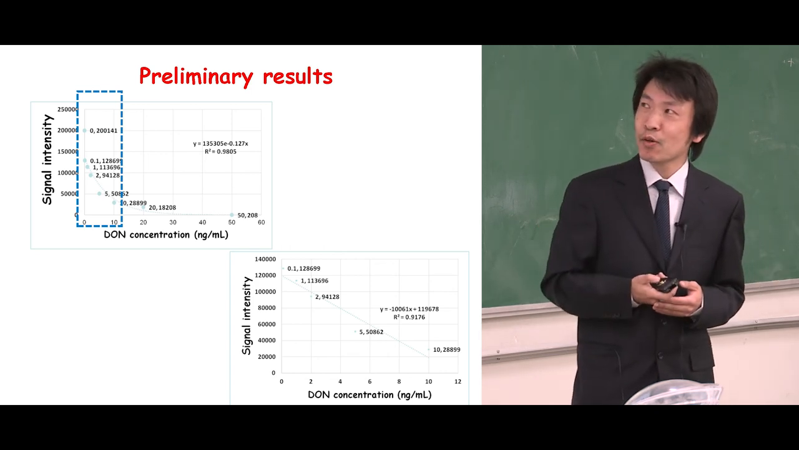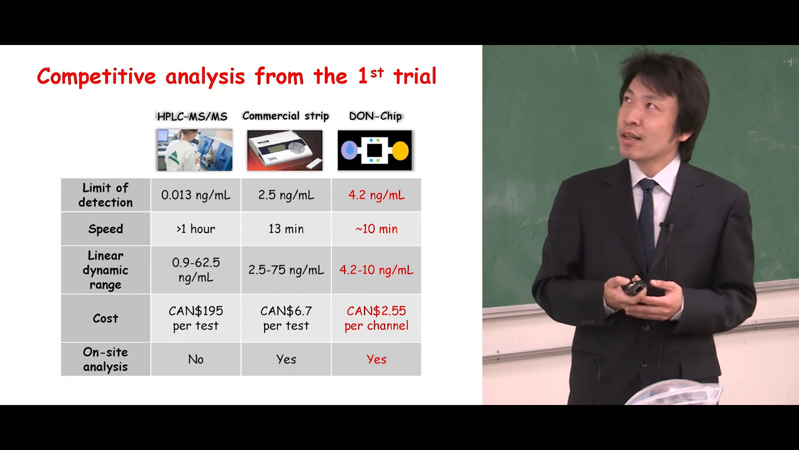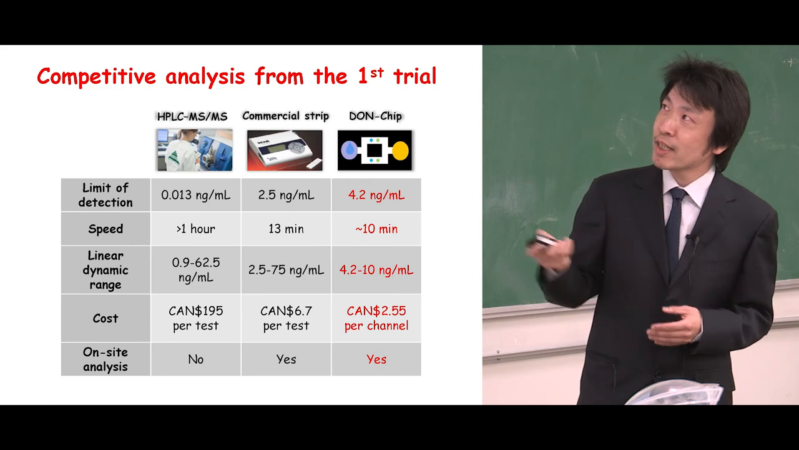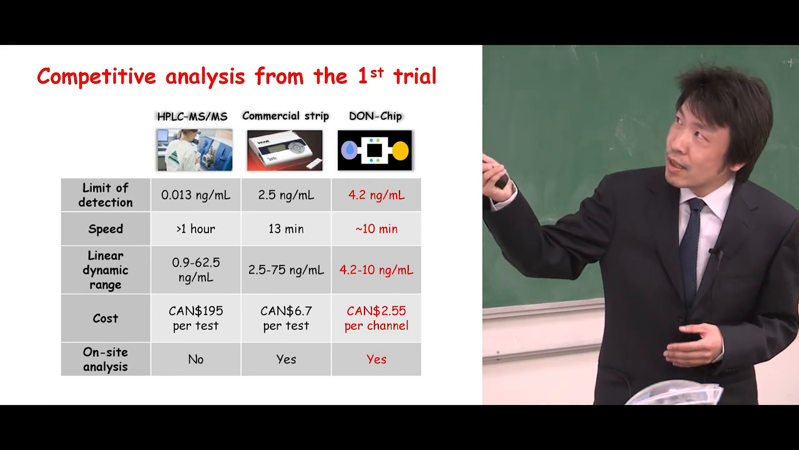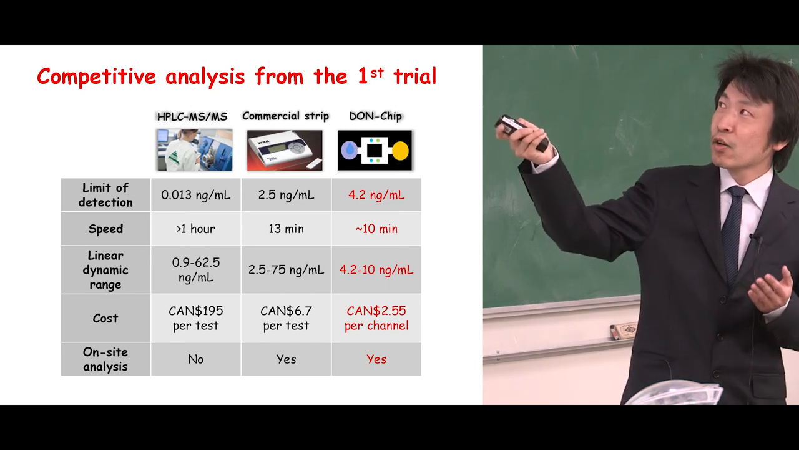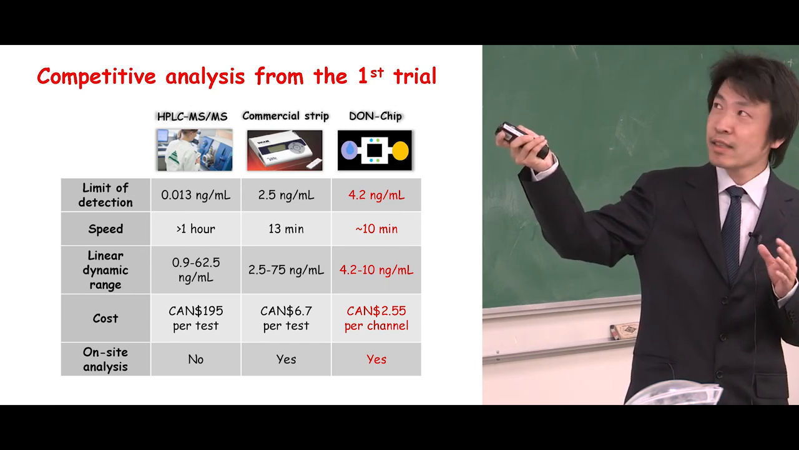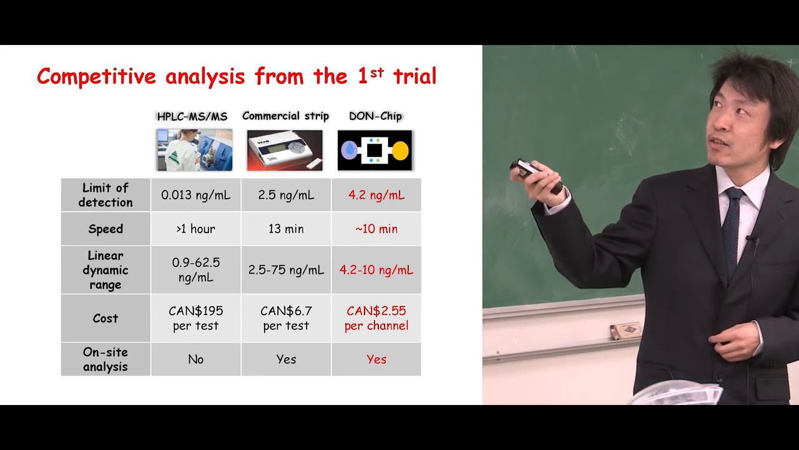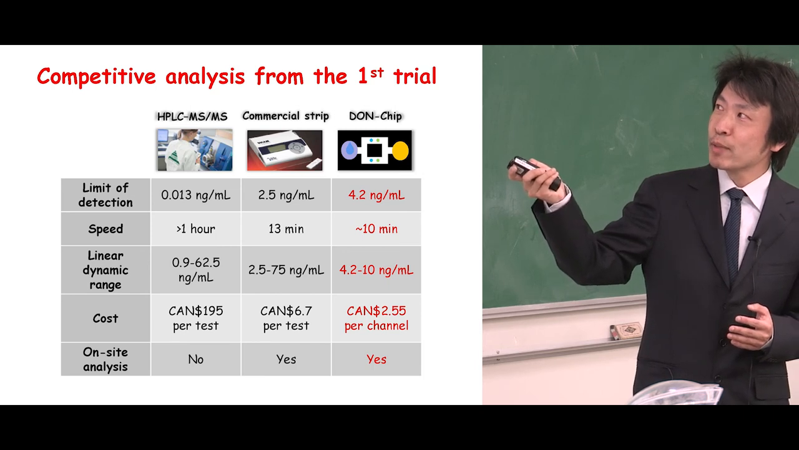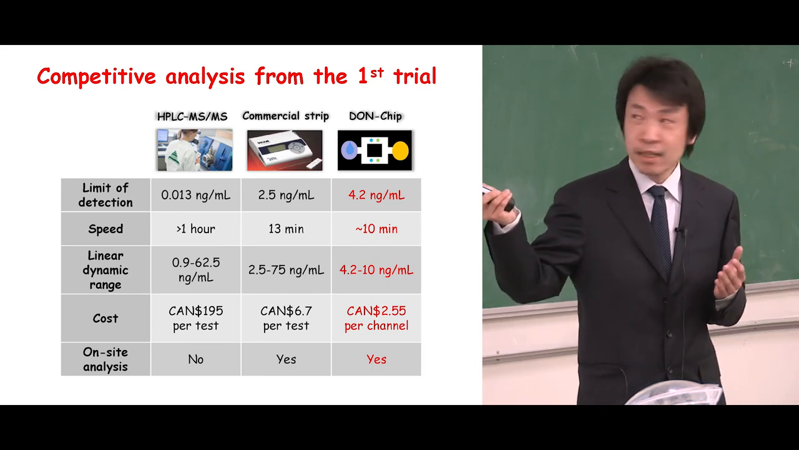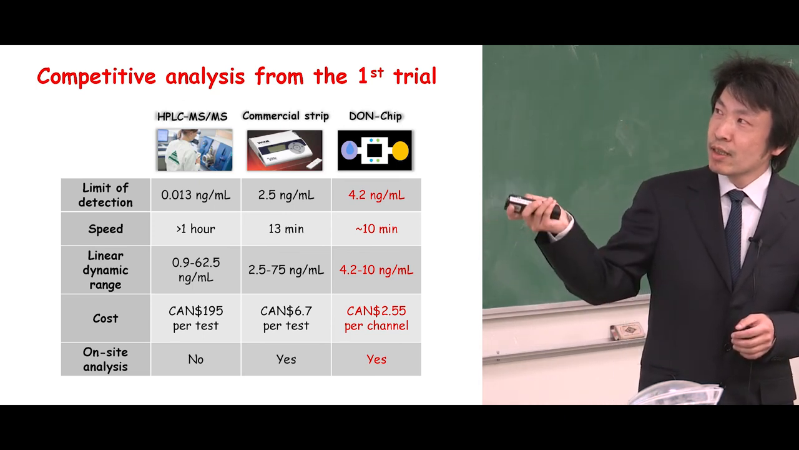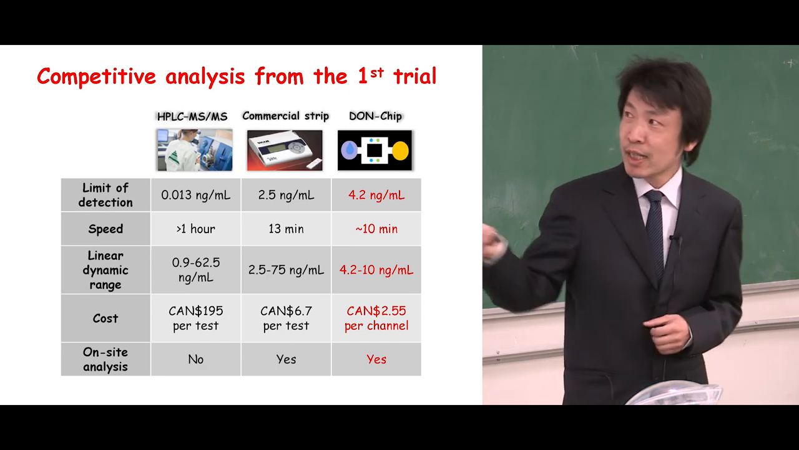But based on this, we can already think about some competitive comparison with the other existing methods. As we can see, the detection limit is already pretty good. And this is actually the lowest concentration that we can detect that shows a clear change of the signal color. Time is comparable to commercial strips. Linear range is fairly narrow compared to commercial strips and the HPLC, but the cost is already much lower.